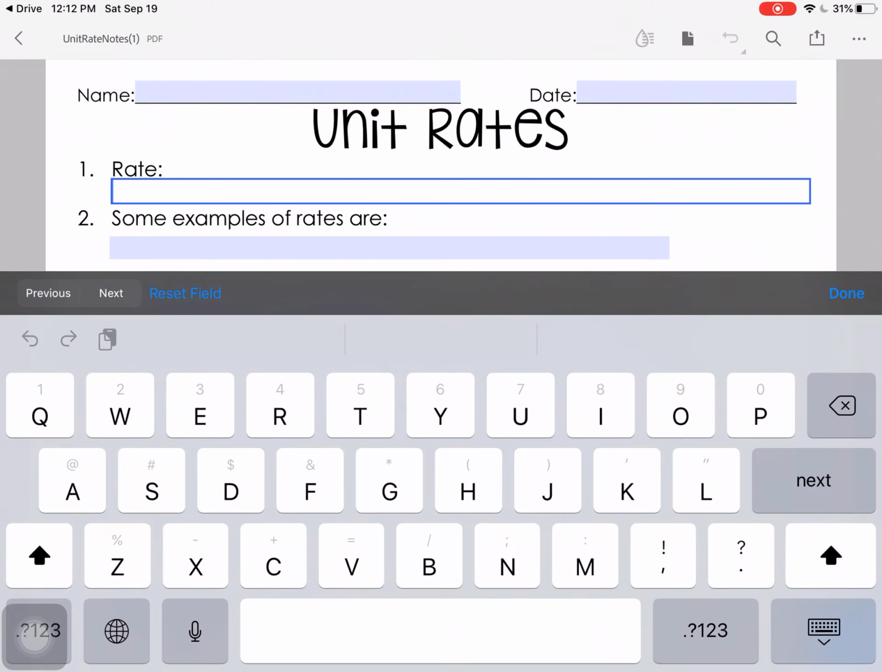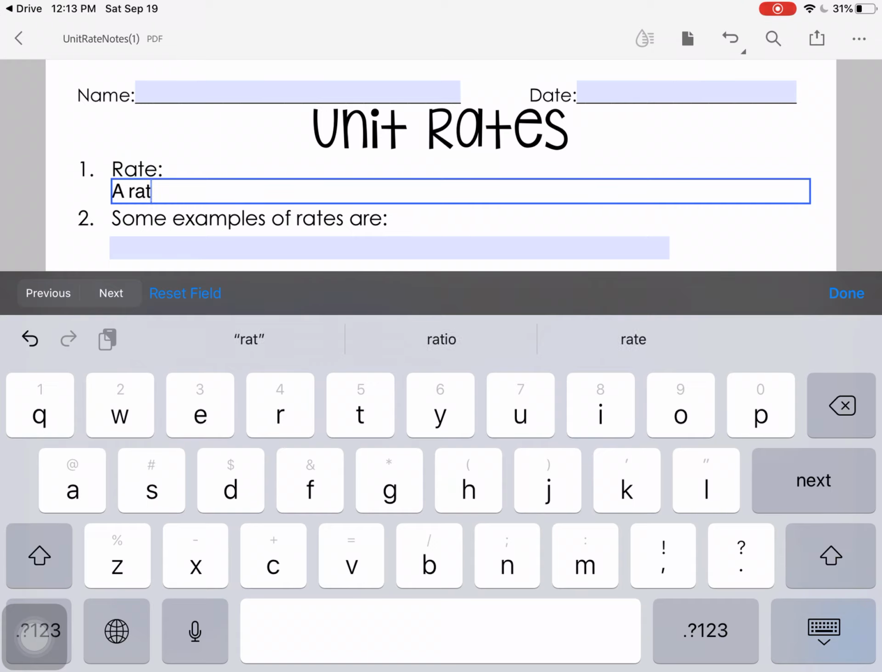All right, guys, let's talk about unit rates. First of all, a rate is a ratio of two quantities using different units.